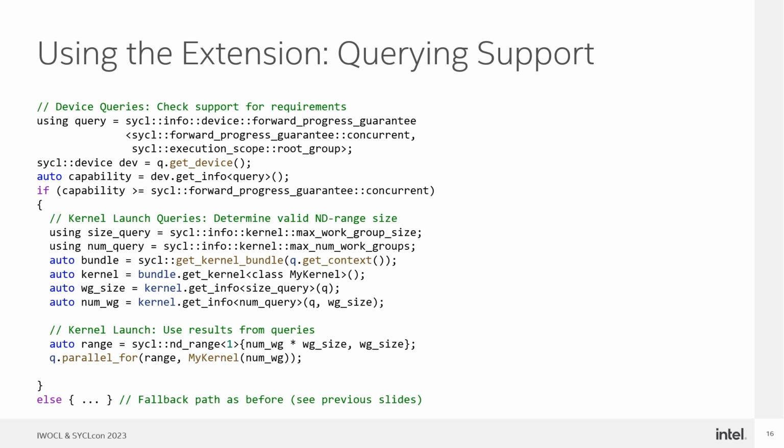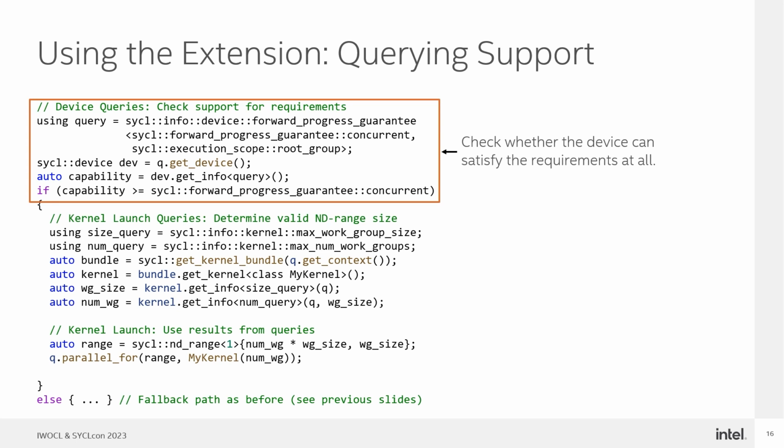So the code shown on the previous two slides is representative of what we expect most developers will write when they're using our extension. But the extension also includes some lower level queries for expert programmers. And the code shown on this slide is the sort of code we might expect to see inside a performance portability framework like Kokkos or a library like oneDPL. And the first part of this example shows how to query the set of forward progress guarantees that a device can satisfy. And this query is kernel independent, and so it's something that a library could check at startup time to decide what sort of algorithms might be appropriate to use on this device.